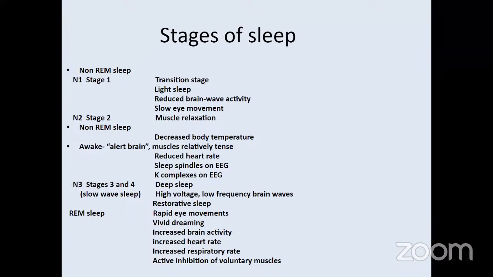Stages 3 and 4 of non-REM sleep are the deep sleep stages. They are characterized by slow waves on EEG, with high voltage and low frequency brain waves. So it's a restorative sleep. Moving to REM sleep, there is rapid eye movement, and it's the stage of sleep where dreaming occurs. There is increased brain activity, but the muscles are paralyzed in this stage. There is increased heart rate, increased respiratory rate, and active inhibition of voluntary muscles.